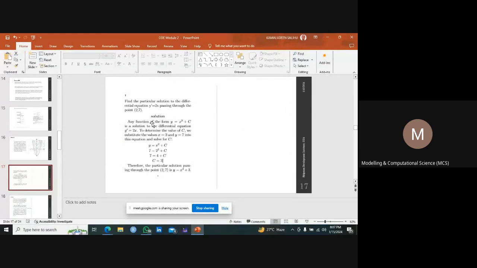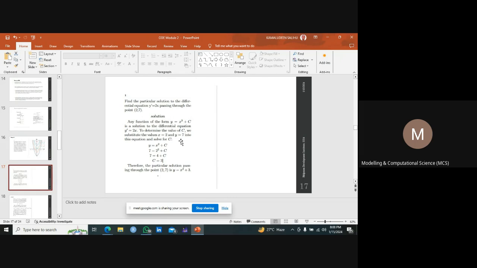So from the solution, when we solve this, we have y prime equals 2x. After having this, we determine the value of c, because you want to find a particular solution, not a general solution with a constant anymore. So substitute x equals 2 and y equals 7 into the equation and solve for c. So we arrive at y equals x squared plus c, which is our initial problem.